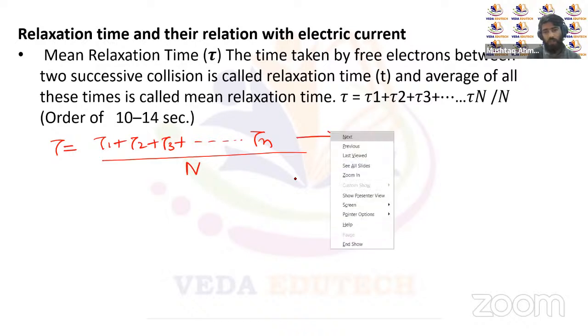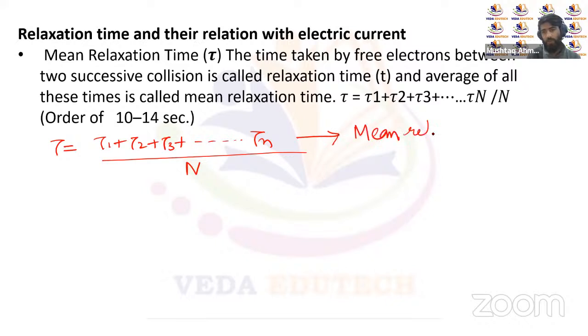is what we call the mean relaxation time, right? This is the mean relaxation time. It's denoted by tau, right? Tau is the relaxation time.